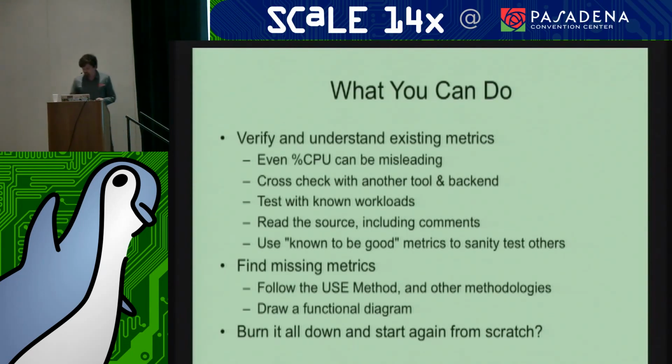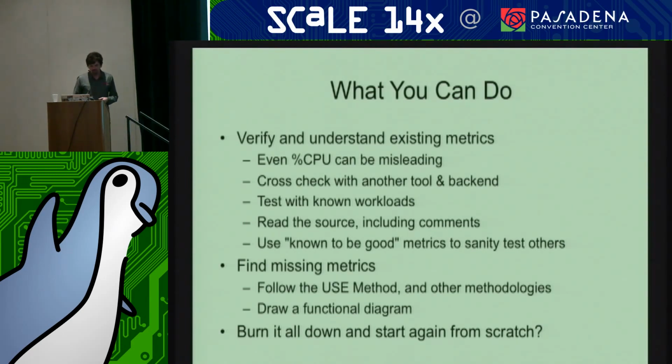And so you can cross-check with other tools. Dynamic tracing is great for that. Test with known workloads. Benchmark tools can actually be useful for testing observability metrics. So I know this is my supposed throughput. What does the observability tool tell me?